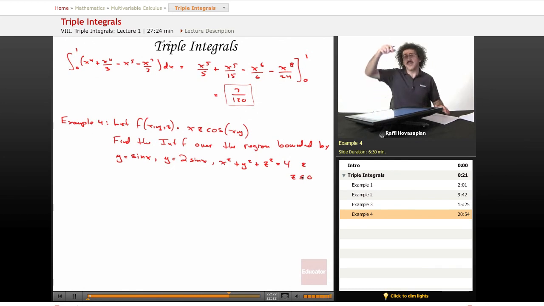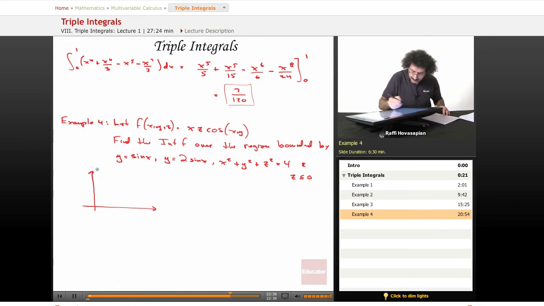Okay, so we're going to have everything below the xy plane, because z is going to be negative. So let's go ahead and deal with the xy plane first. So let's just see what this looks like. We have y equals sine x, so that's going to be that graph right there. y equals 2 sine x, that's going to be that graph right there. Sorry, my hand is a little shaky there, but you know what the graph looks like.